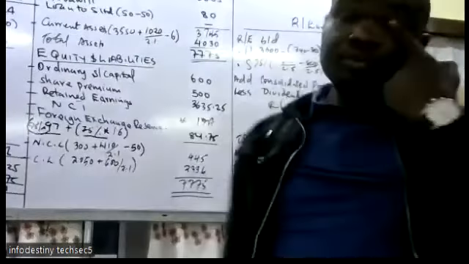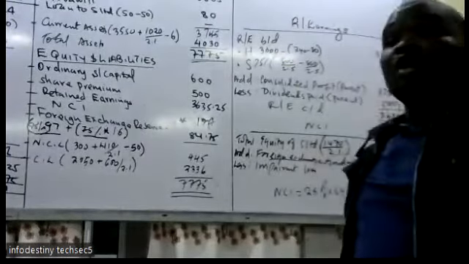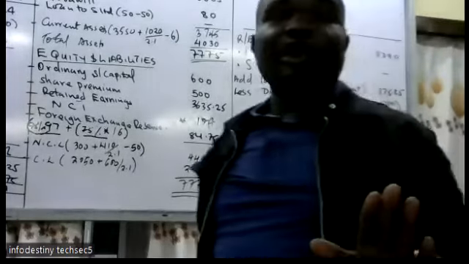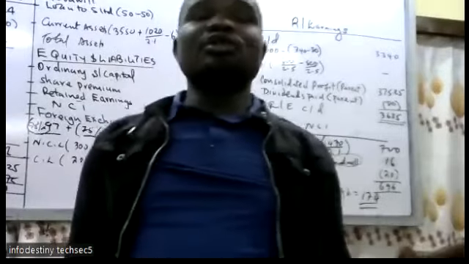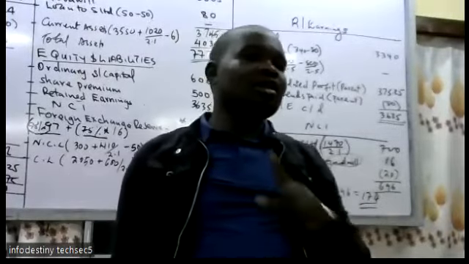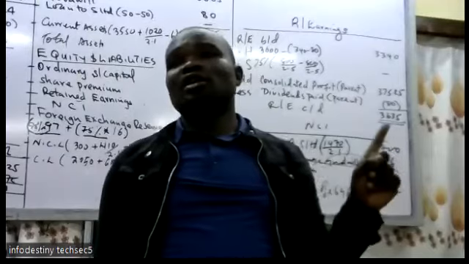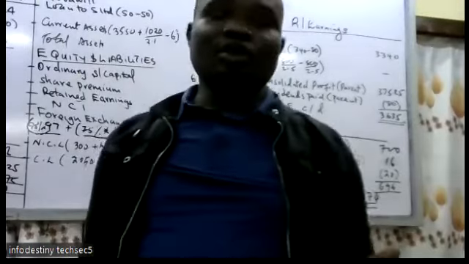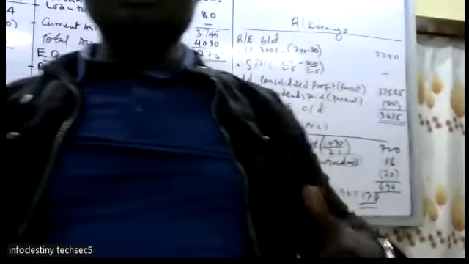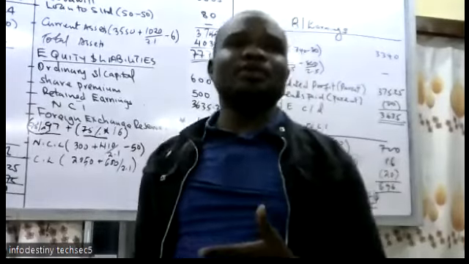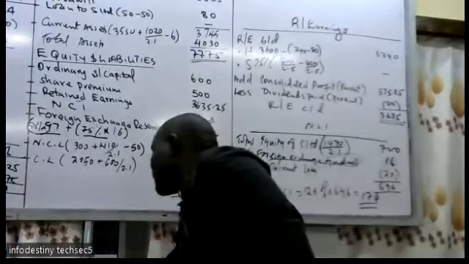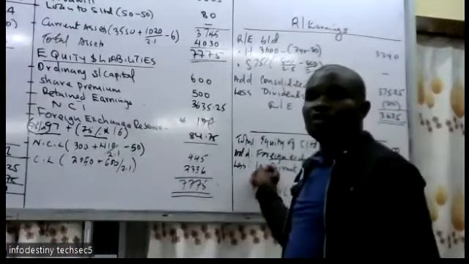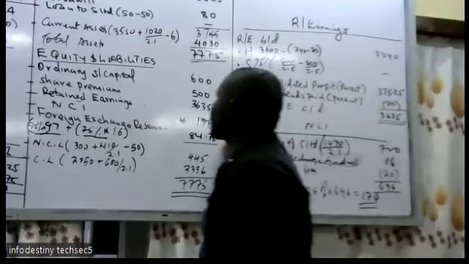Now, on foreign exchange, you could get it one way: P&L at average rate, assets and liabilities at closing rate. For now, allow me to write where we'll start in our next class.